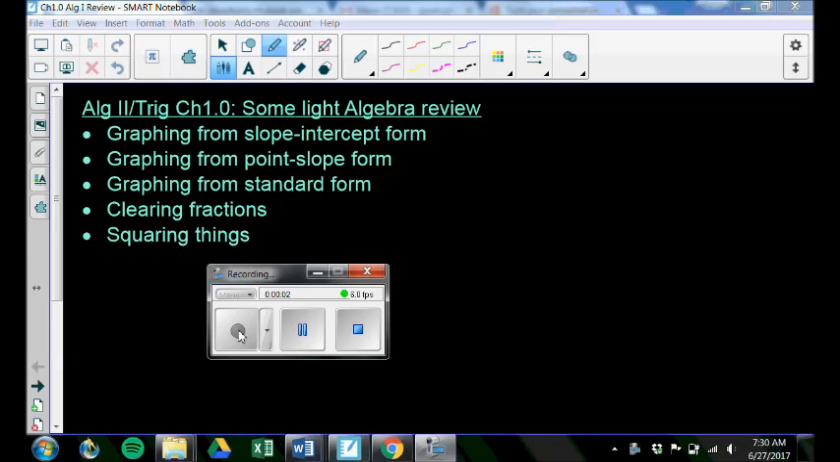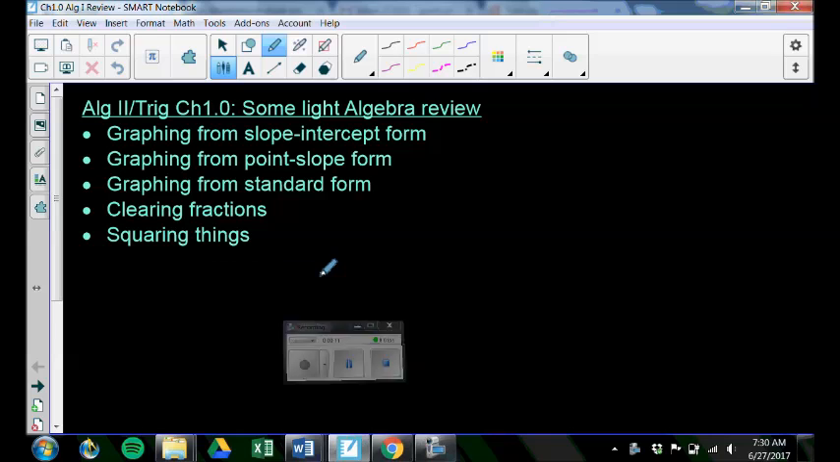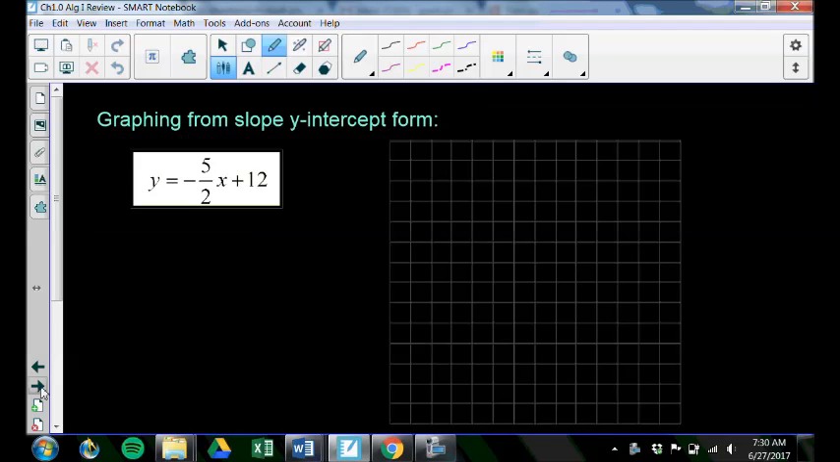We're going to do some brief review of Algebra 1 before we dive into our first chapter of Algebra 2 trig. So some graphing in slope-intercept form, point-slope form, and standard form, clearing fractions and squaring things. I'll try and be concise and brief.